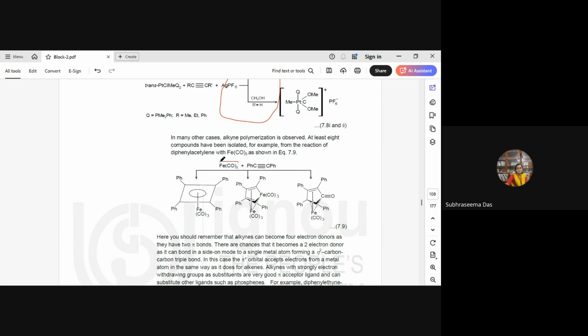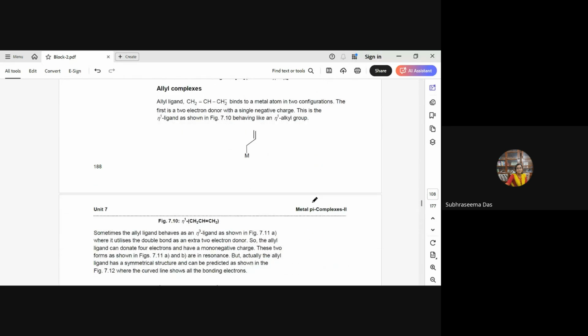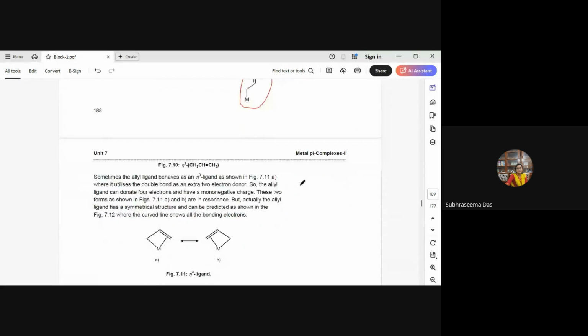Here Fe(CO)5 plus PhC≡CPh gives rise to diphenyl and various types of alkyne complexes, as shown here. Then coming to allyl complexes. The allyl ligand, CH2CHCH2 minus, binds to a metal atom in two configurations. The first is a 2 electron donor with a single negative charge. This is the eta 1 ligand, shown here, and it behaves almost like an alkyl group.